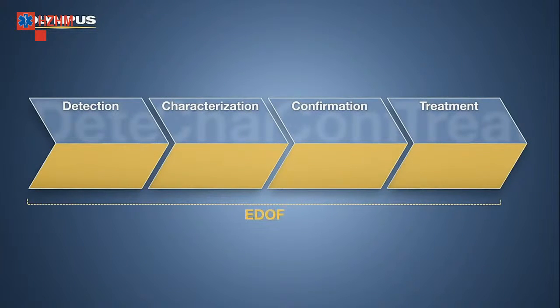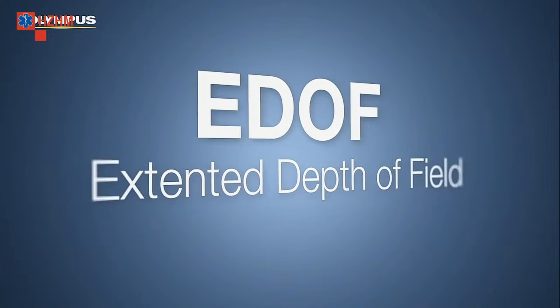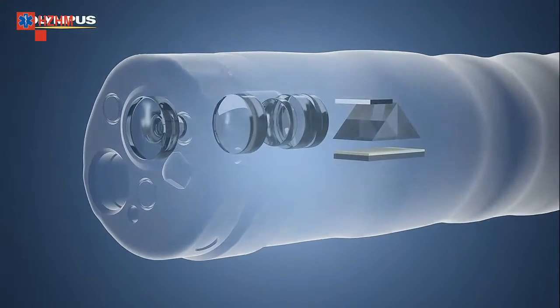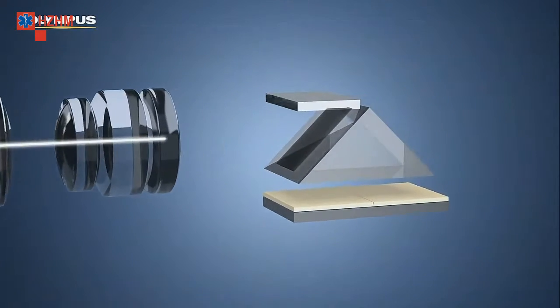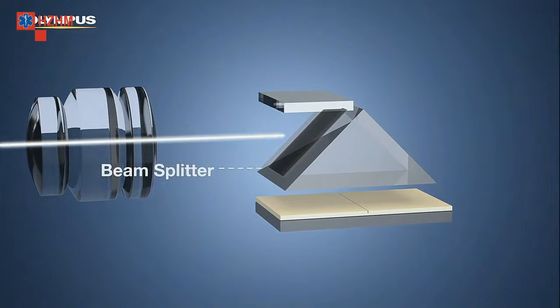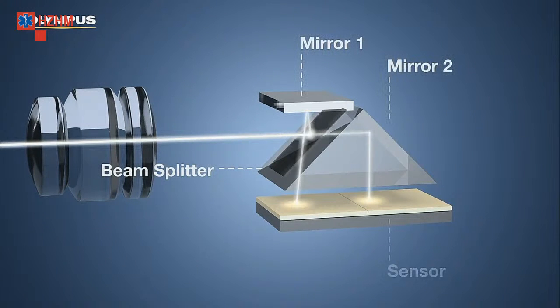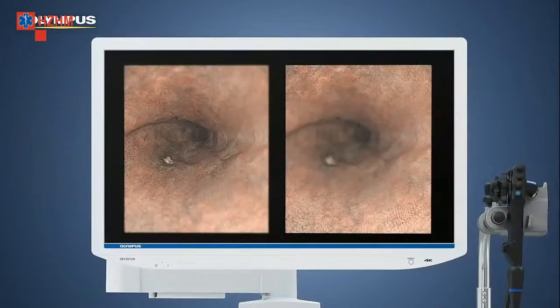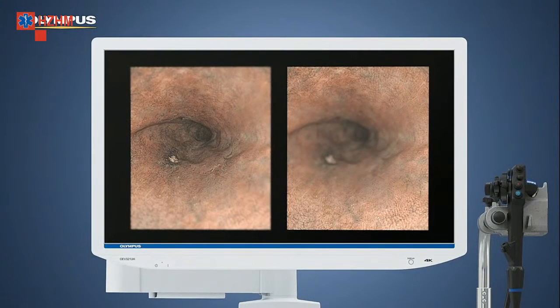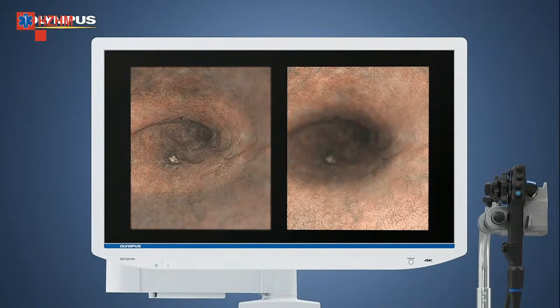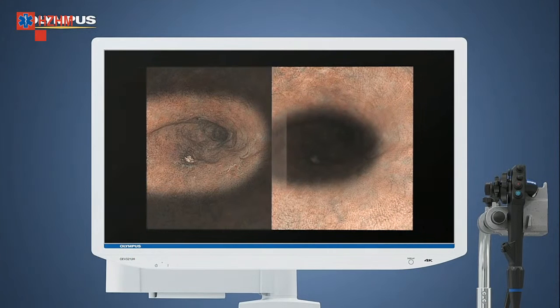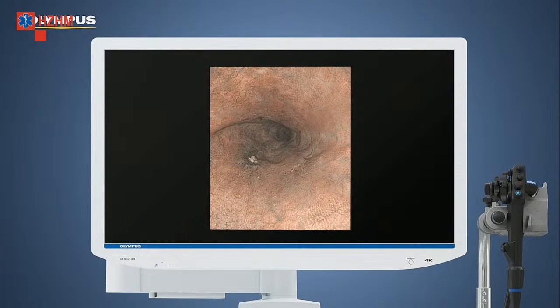EDOF provides a continuously sharp image at any point in the endoscopic workflow. EDOF stands for Extended Depth of Field. The incoming beam of light is divided by the beam splitter and reflected via two mirrors to the sensor. This technology projects two images with identical content that, however, exhibit different focal lengths and combines those images into one image in total focus.